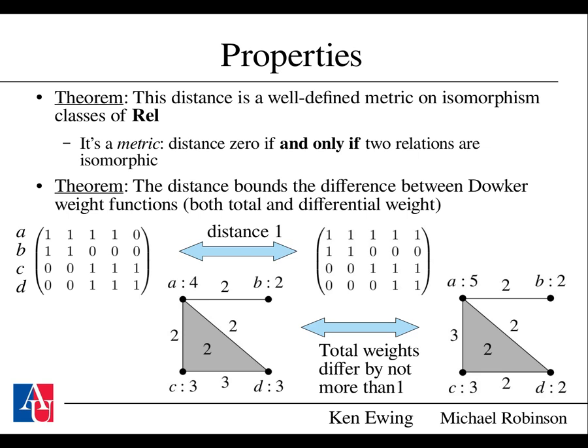And the distance bounds the difference between the Dowker weight functions, both the total and differential weights. Now, as you might imagine, since the total and the differential weights are rather different, this is kind of a loose bound, and that's true.